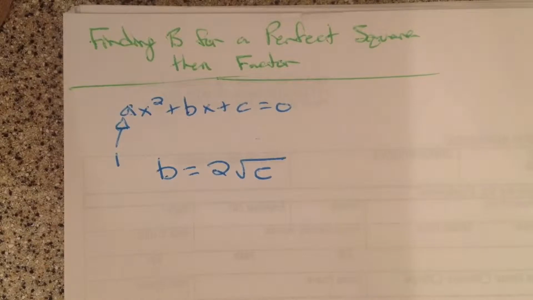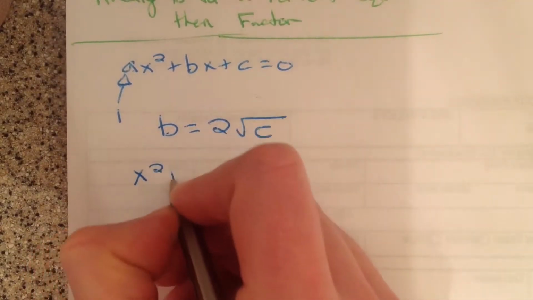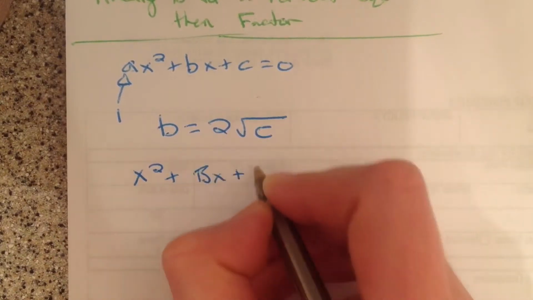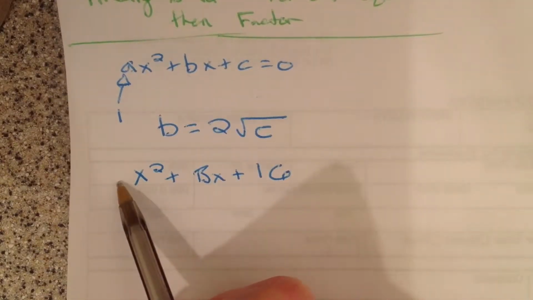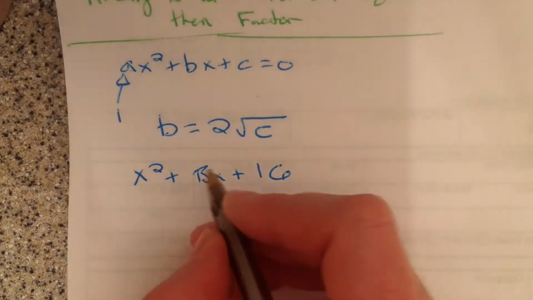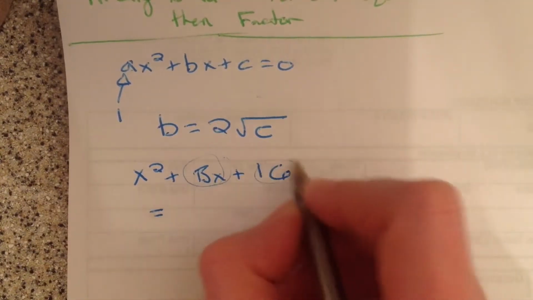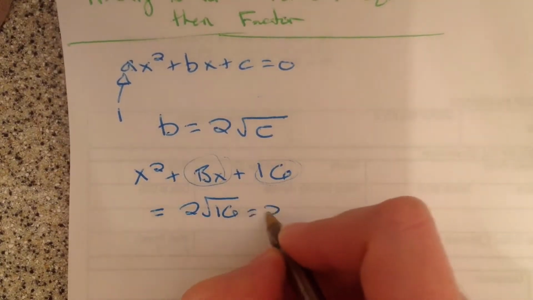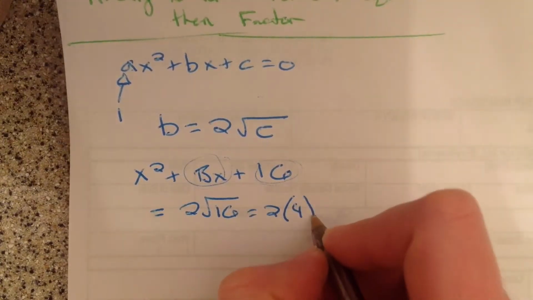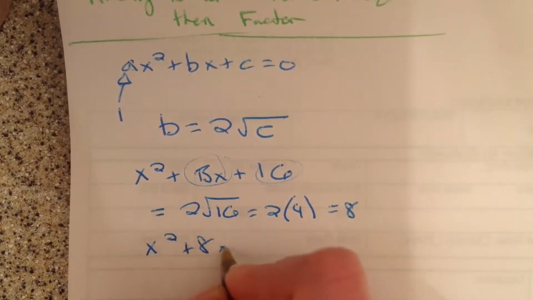Pretty simple. So, say I'm given, for example, x squared plus bx plus 16. A is a 1. The number in front of the x squared is a 1. That's what we need. We need this to be a 1. Then we're going to find this middle term. Well, it's equal to square root of c times 2, or in other words, 2 times 4, because square root of 16 is 4. So that middle term needs to be an 8.